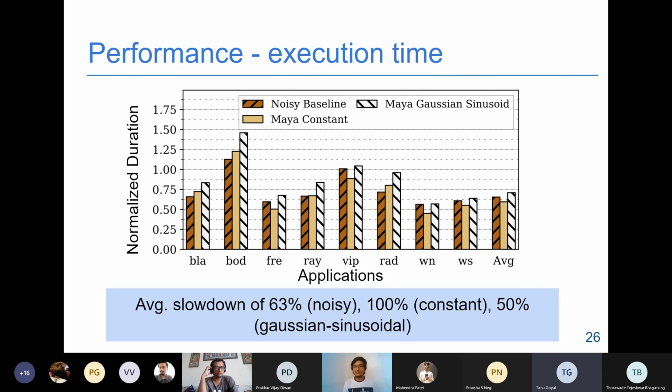a Gaussian sinusoidal mask. Now, the slowdown in the case of the Gaussian sinusoidal mask is less compared to the other two scenarios, mainly because it allows the application to also run at high power. The Gaussian sinusoidal mask allows the application to also execute at high power, which will actually reduce the execution time. So to sum up, the slowdown in the Gaussian sinusoidal case is only 50%, which is the smallest compared to the other two scenarios, which are the noisy baseline and the constant.